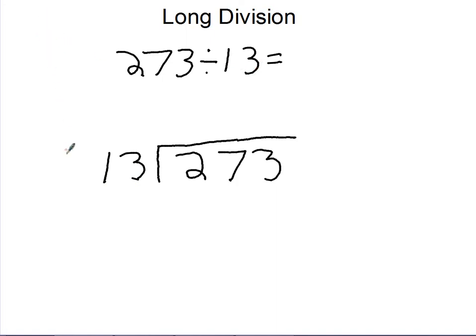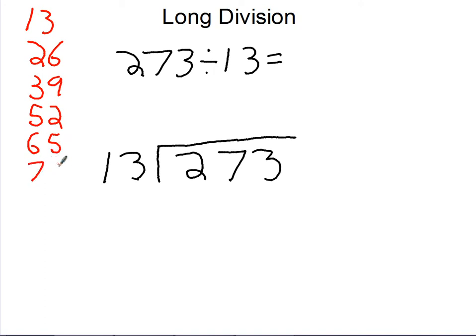Count up by 13s and make yourself a list somewhere. So 13, 26, plus 13, 39, plus 13 is 52, plus 13 is 65. That's probably high enough, but let's go a couple more. Plus 13 is 78.